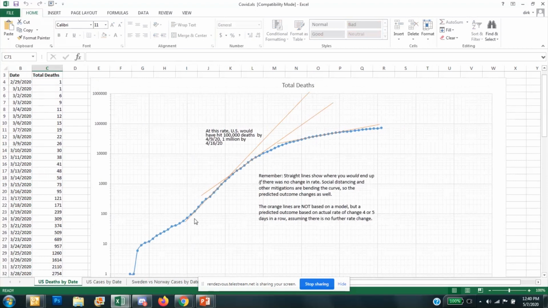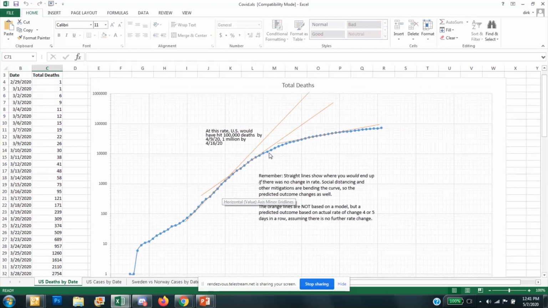On the semilog chart, you can easily see that if you extend this all the way out, it hits 1 million deaths in the United States by around the middle of April. And if you'll remember, those were some of the numbers being thrown around early on. This is the reason why. It wasn't made up data. This is based on historical data, based on the cases up to that point.